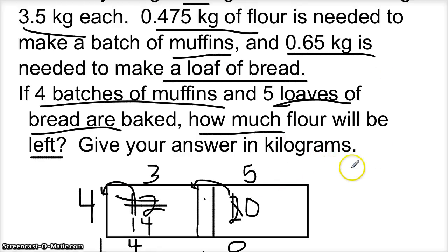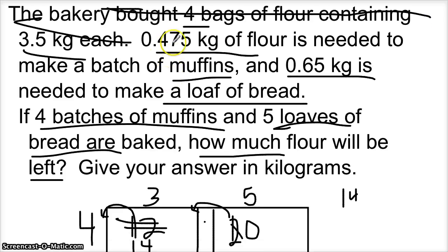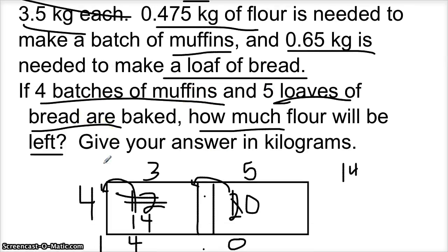So now I'm going to keep that piece of information, and I'm done with this part here. I don't even need to deal with this anymore. Okay, so 475 thousandths of flour is needed to make muffins. 65 hundredths is needed to make a loaf of bread. So if I want to make 4 batches of muffins and 5 loaves of bread, I need to, again, draw a tape diagram. This is going to help me out.